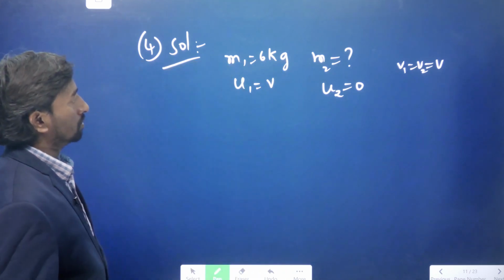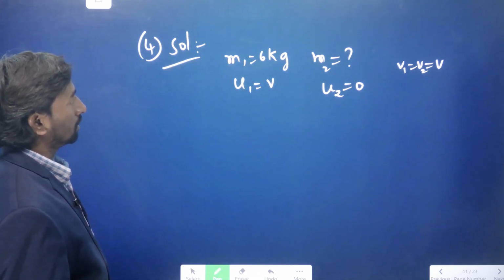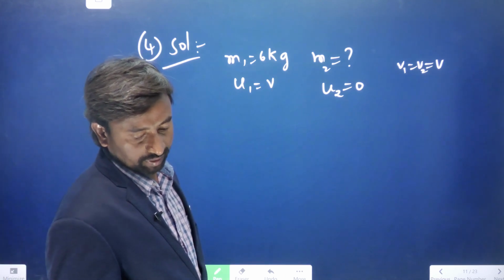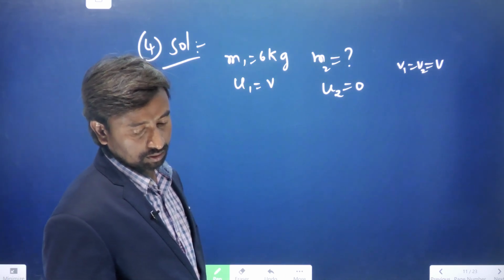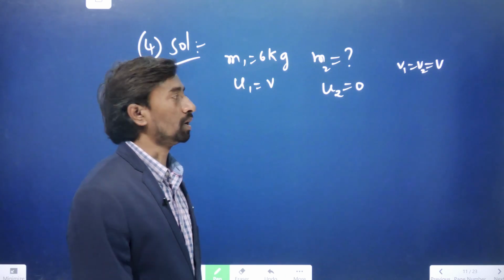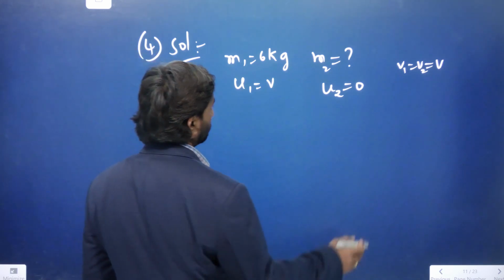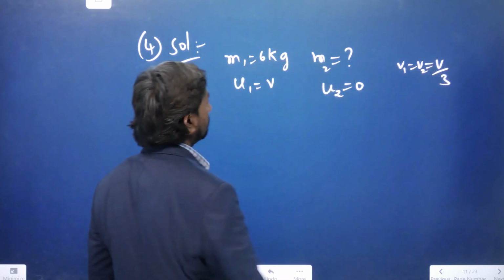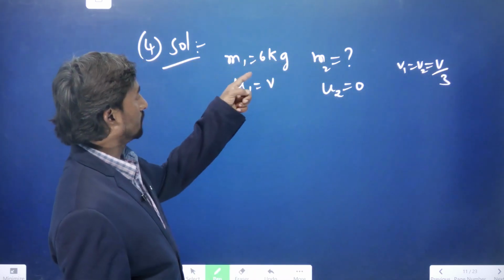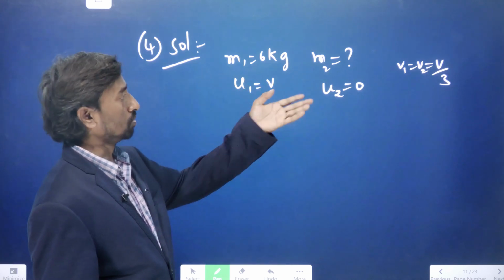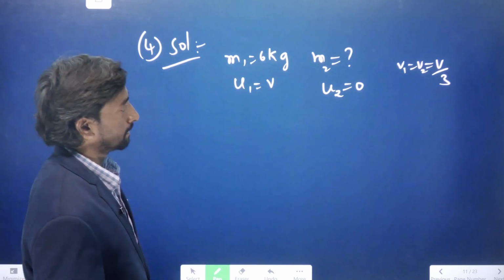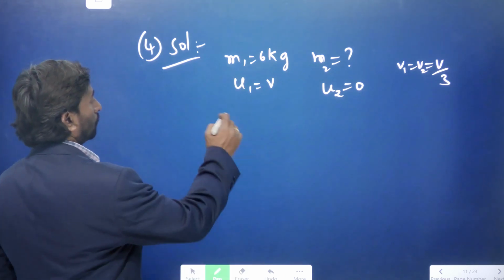Okay. So they have said here that the combined body is moving with velocity 1/3 of the velocity of the 6 kg mass. So 1/3 means the common velocity will be v by 3. With what velocity is it moving there? So 1/3 of the velocity of the 6 kg mass means v by 3 we will get there, v by 3.